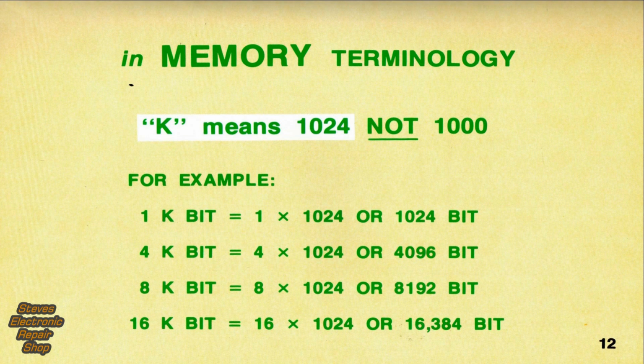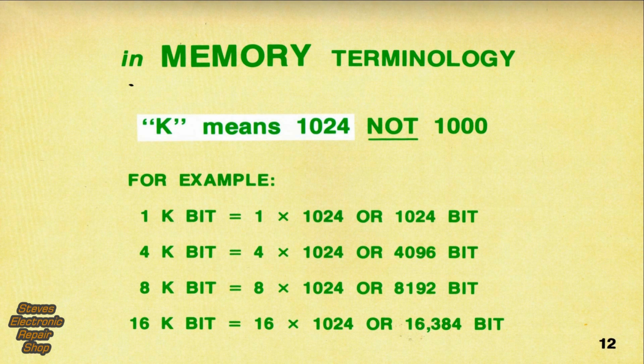Before we go any further, let's nail down a term that you'll hear frequently in memory discussions. This term is K. In any other situation, 1K means 1,000. But in memory, it means 1,024. This results from the binary number system, where the power of 2 closest to 1,000 is 2 to the 10th, or 1,024. Therefore, 1K is actually 1,024 bits. Likewise, 4K is 4,096 bits, and so forth.